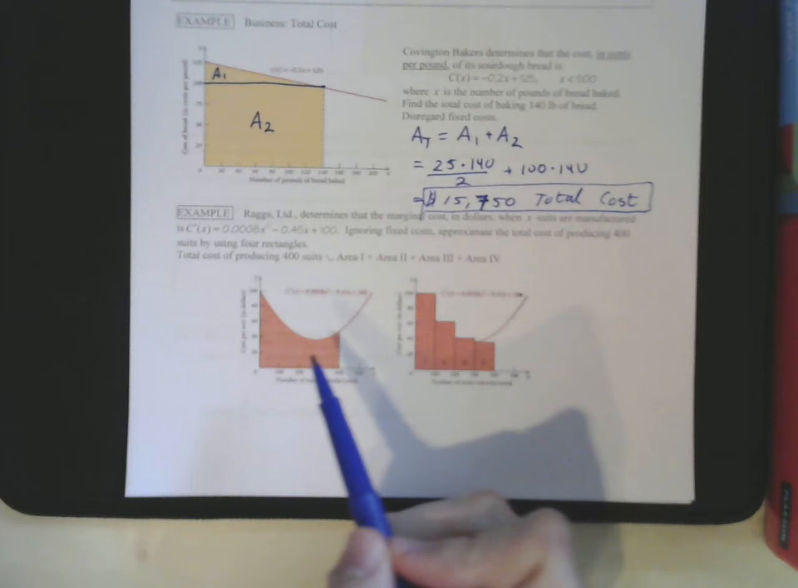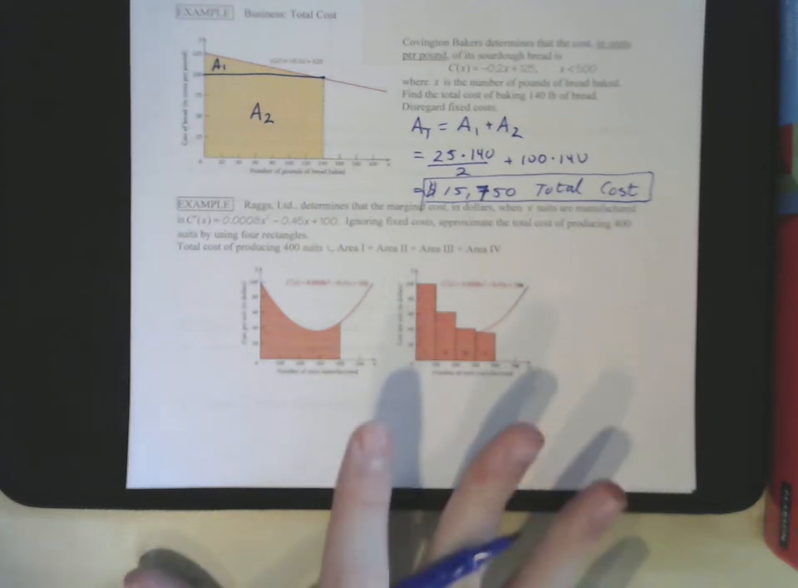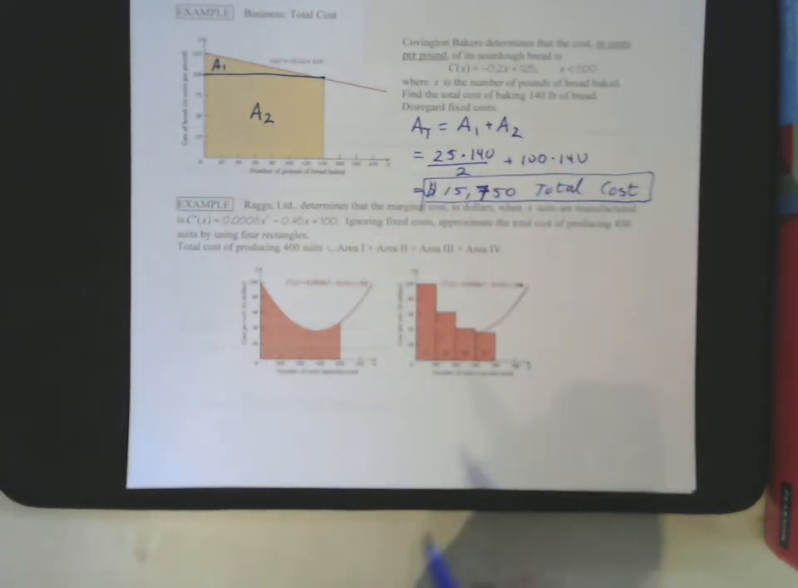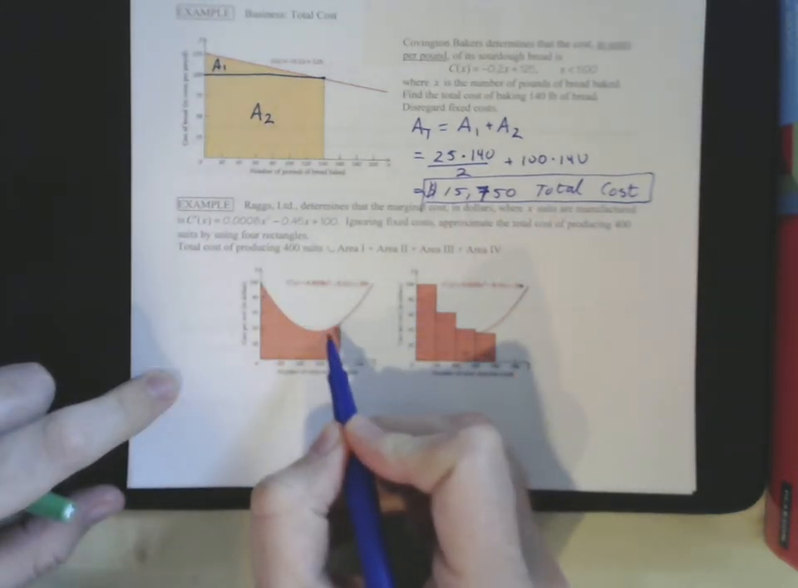So here we have a company whose marginal cost in dollars when x suits are manufactured is C prime of x equals 0.0008x squared minus 0.45x plus 100. Again, we're going to ignore fixed costs, and we're going to approximate the total cost of producing 400 suits by using 4 rectangles. So I've already gone ahead and done this for us. And we're just going to ignore this for a second and talk about why we want to do this. There's no good geometric shape that you can make out of this curve.